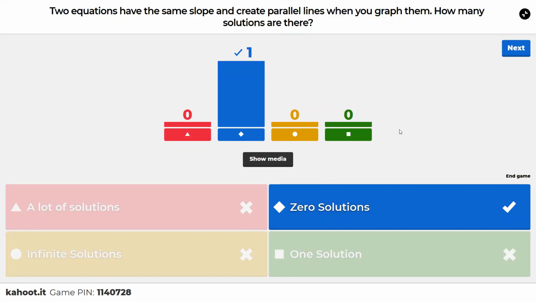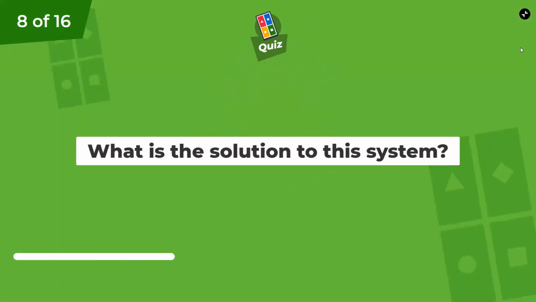Alrighty, 0 solutions. Very good, Emmett. They're never going to touch, so there's no solutions. If they have the same slope and the same, if they have the same slope. All right, I better catch up.